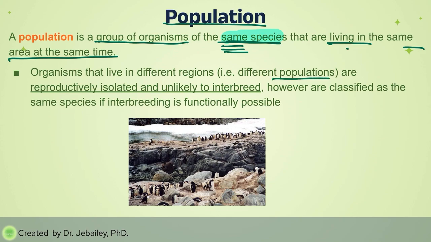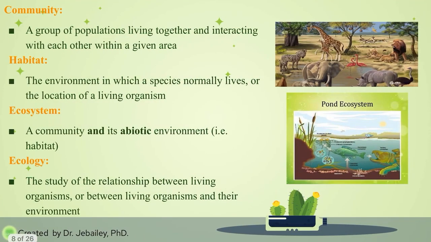Now, here is one important thing about populations. They should be able to interbreed. That means they should be able to reproduce. If they can't reproduce because of some reproductive isolation, then they would not be classified as a population anymore. So they should be in the same area, and they should be able to interbreed with each other. Now, moving on, we have here community.